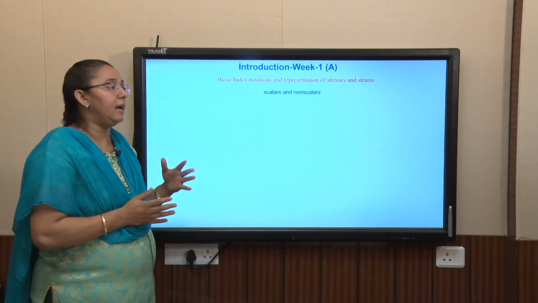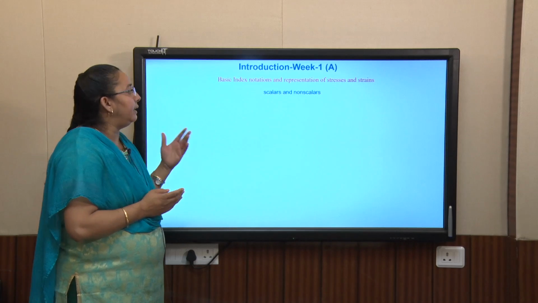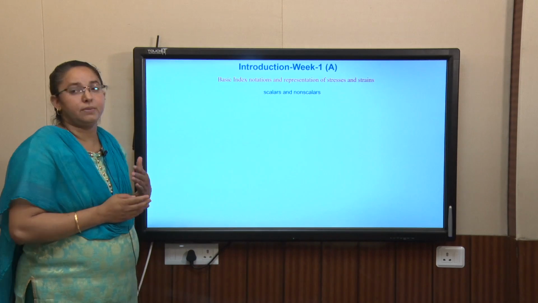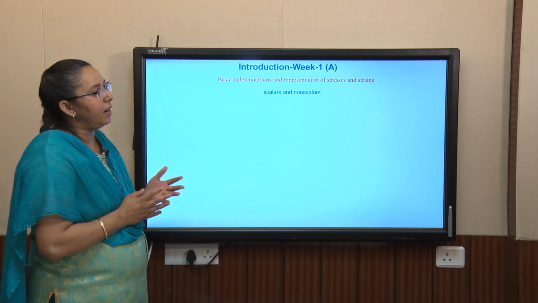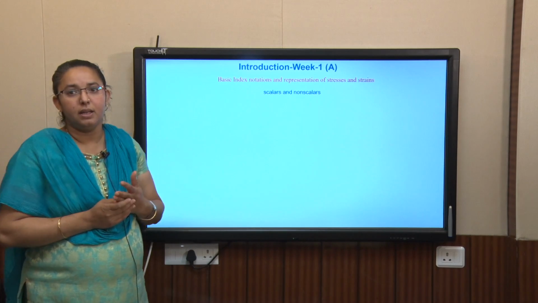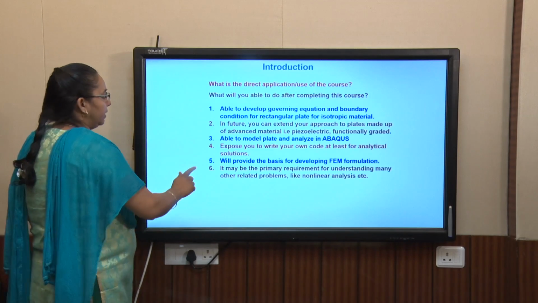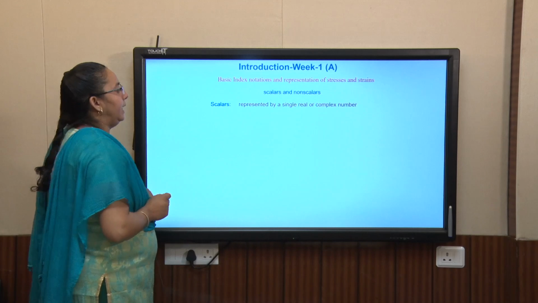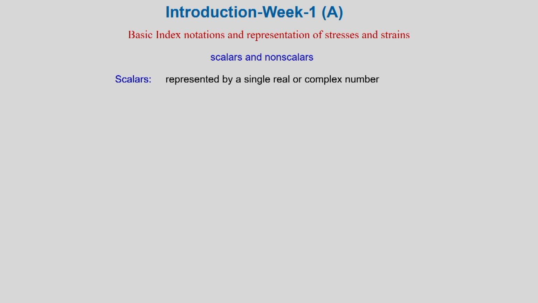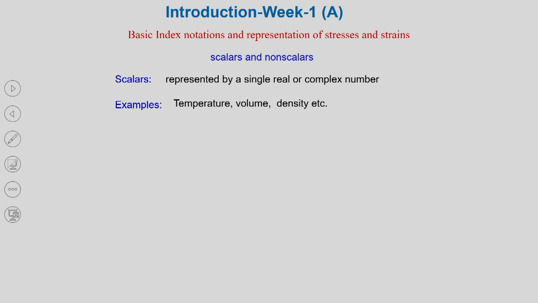So, from here our basic terminology starts: basic index notation and representation of stresses and strains. At undergraduate level you may have been exposed to this kind of scalar and non-scalar quantities. So, I am just going to give basic information that we are going to use during this course. First is the scalars. How do you define a scalar quantity? A scalar quantity is represented by a single real or complex number. Examples are temperature, volume, density, etc.